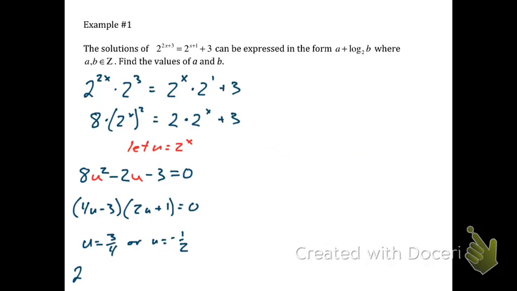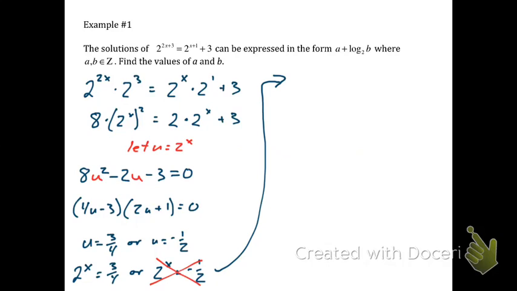Okay? But remember, it's not u. We have to back substitute now. We're going to go back and replace that u with what it actually was, 2 to the x. Okay? And so there's your two solutions. Now you need to think about these solutions. One of them, I don't know if you recognize that, but it is an impossible situation. If you don't believe me, take a look at the graph of y equals 2 to the x, and then you'll see why that can never be equal to negative 1/2. So now we're down to this. We're just dealing with 2 to the x equals 3 over 4.